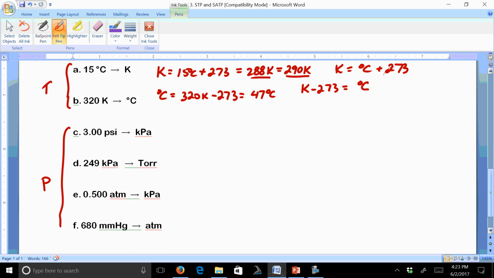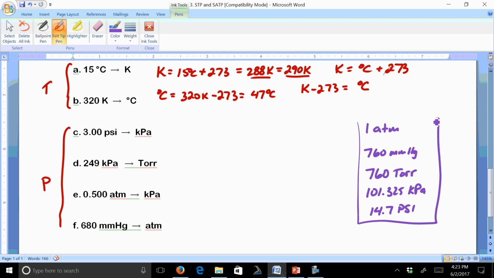ways we can measure the pressure. So remember, at 1 atmosphere, we can measure pressure at 1 atmosphere or 760 millimeters of mercury. We can also use 760 torr. We can also say that the pressure is equal to 101.325 kPa, or even PSI, 14.7 pounds per square inch. These are all equivalent to each other, and what we can do is we can make a factor label conversion associated with these over here.